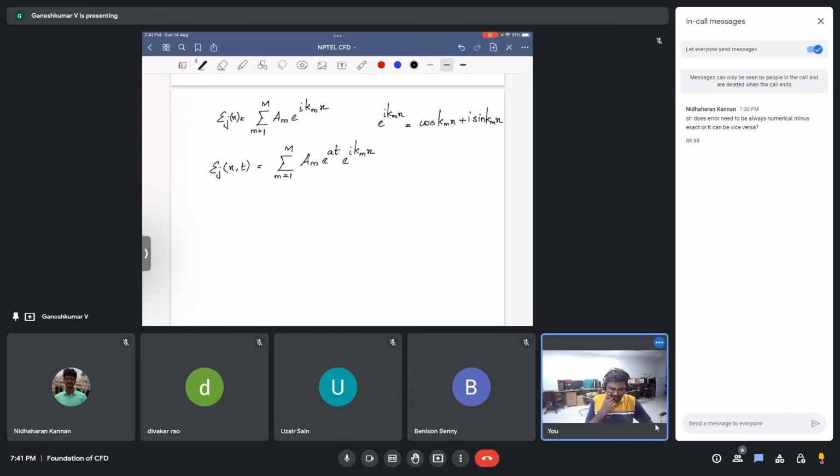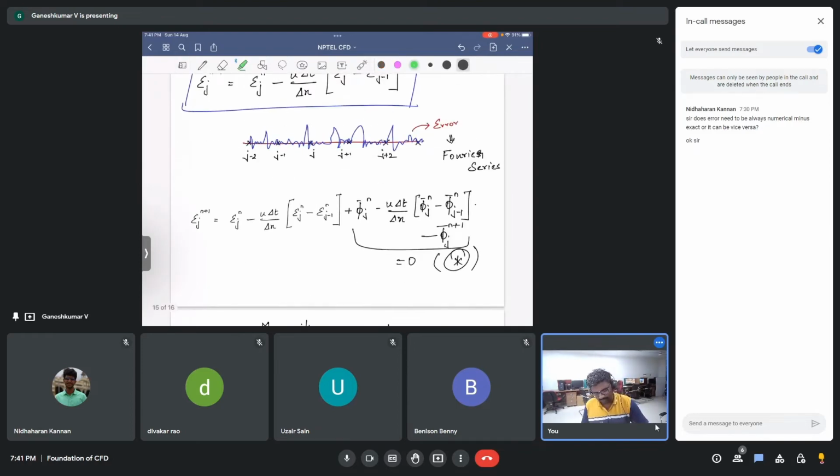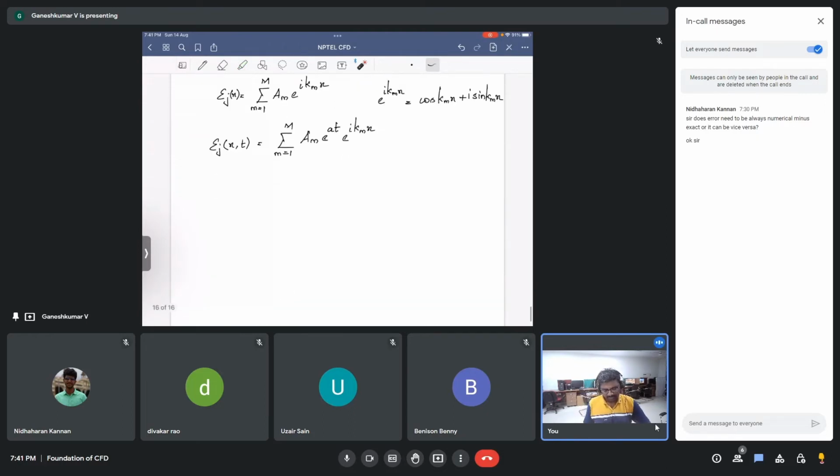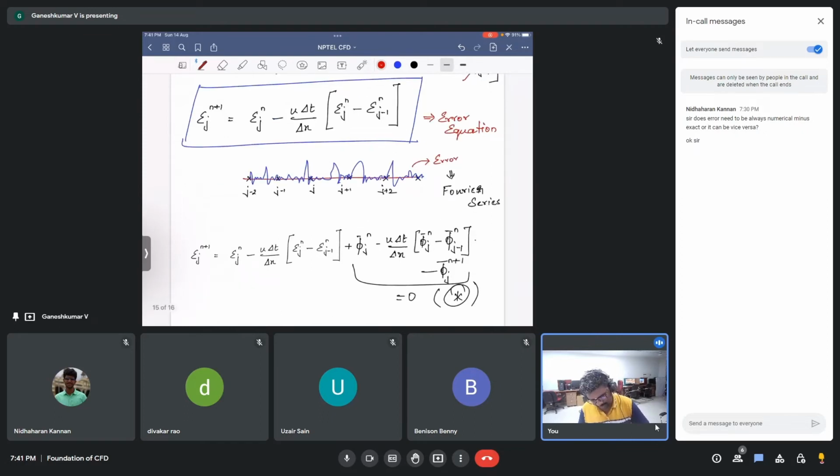This is the error term, this non-linear, oscillatory error we have here, and we are going to represent it as a Fourier series. Now we have this in our error equation, which is called the error equation. Now we will substitute this Fourier series for each and every term.